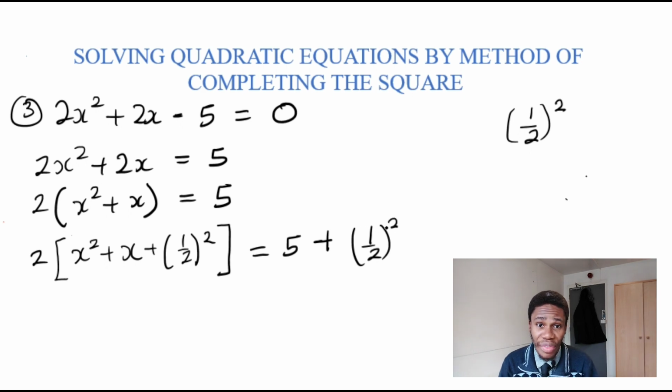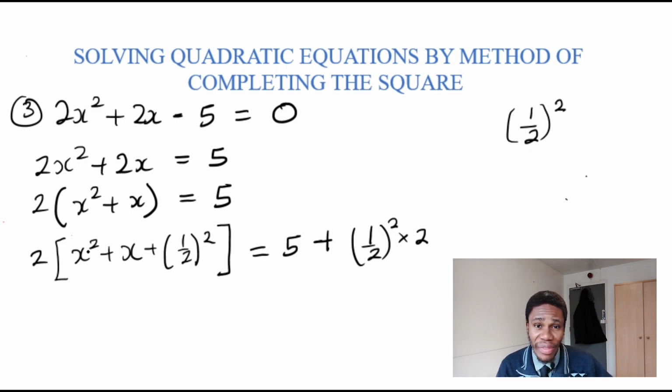And one final thing, remember I told you that whatever you do to the left hand side, you do to the right hand side. Now, apart from adding 1 out of 2 all squared to the left hand side, it is now being multiplied by 2 because you put it in the bracket and not outside the bracket. If it was outside the bracket, it would have just been 1 out of 2 squared. But since it's in the bracket, it is also being multiplied by these 2, and hence you multiply with 2.